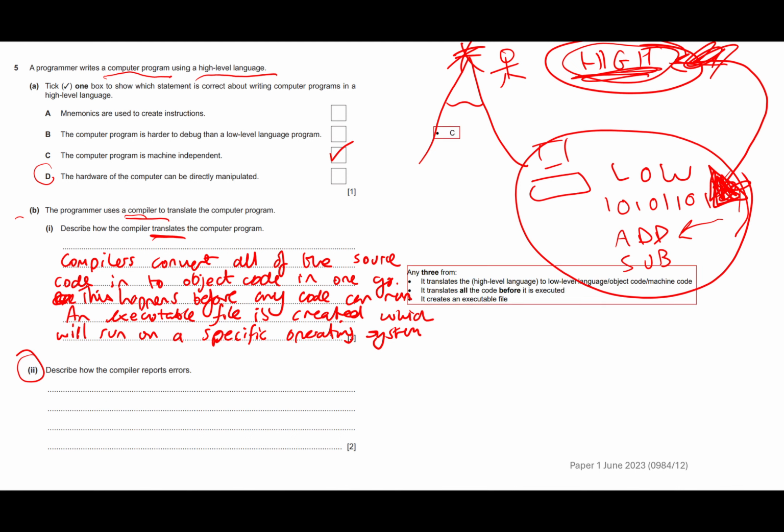So let's have a quick look at the mark scheme for this one. So it translates the high-level language into low-level language, object code, machine code. So we talked about converting the source code into object code, so I'm happy that we're going to get that one. You can also call it machine code, low-level language. They're happy with anything there. Translate all the code before it's executed. So we have said that this happens before any code can run. So we have stated that that happens before any code is executed or run. That's fine. And then finally, we've said it creates an executable file, but we've also given a little bit more information, the fact that this executable file will only run on a specific operating system.